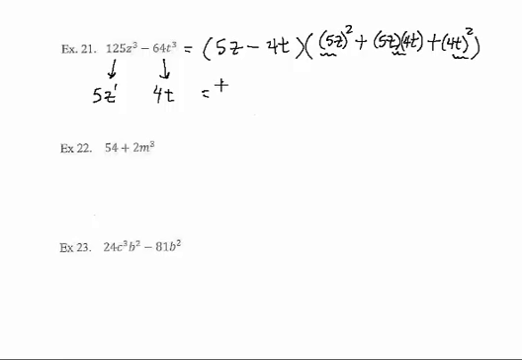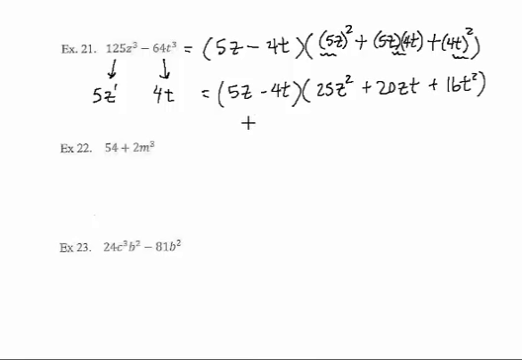We go back, we clean up our trinomial, we apply these exponents. 5 squared is 25, z squared is z squared, 5 times 4 is 20, 4 squared is 16, and there we have it, our binomial factor and our trinomial.